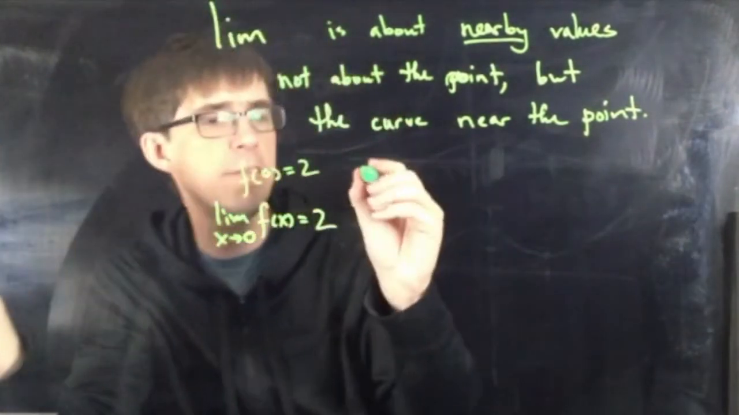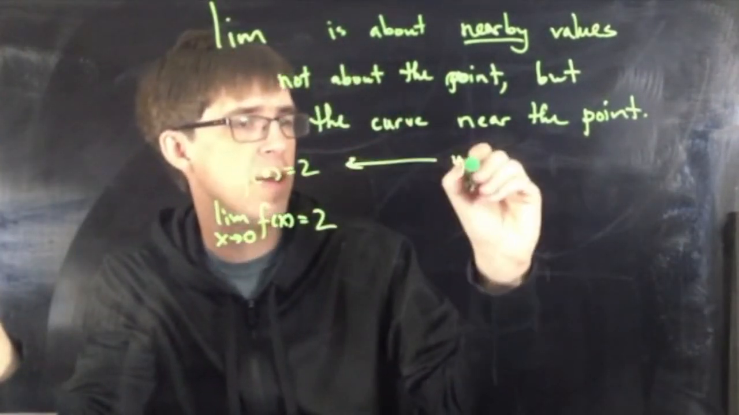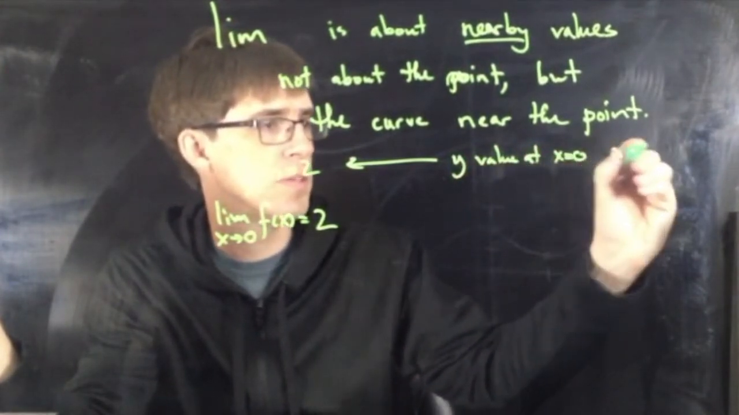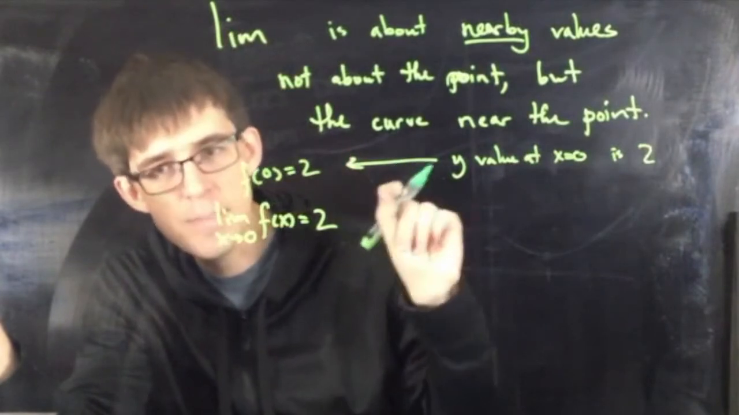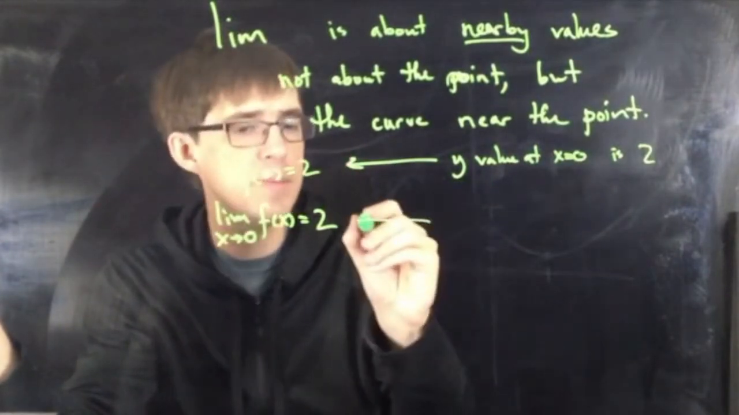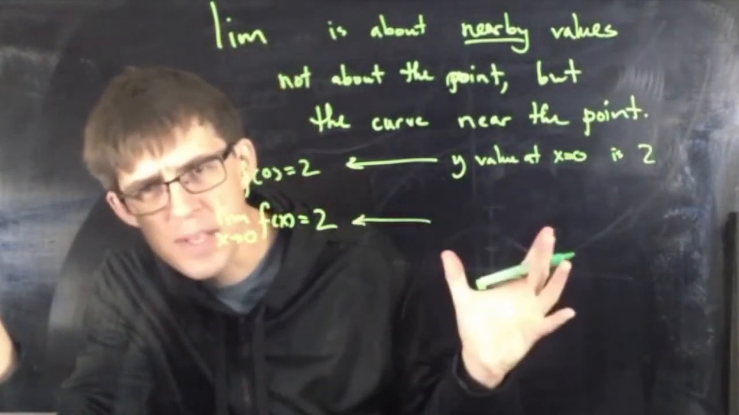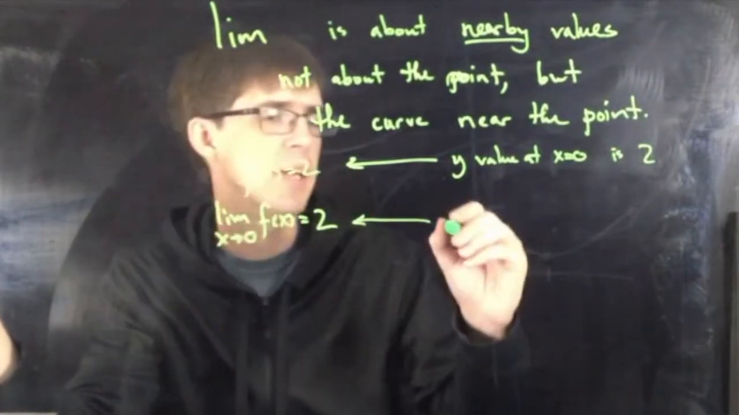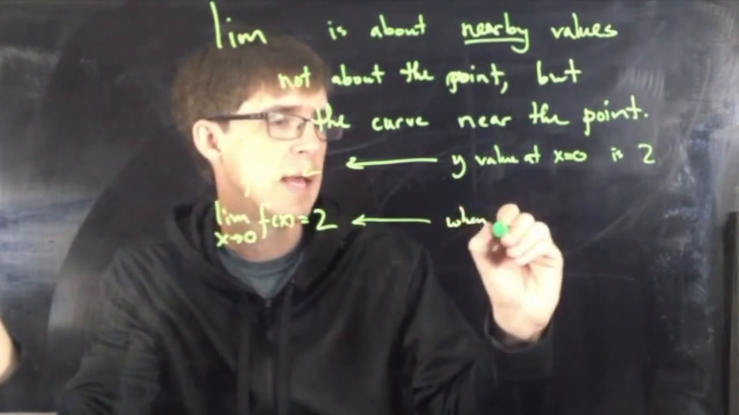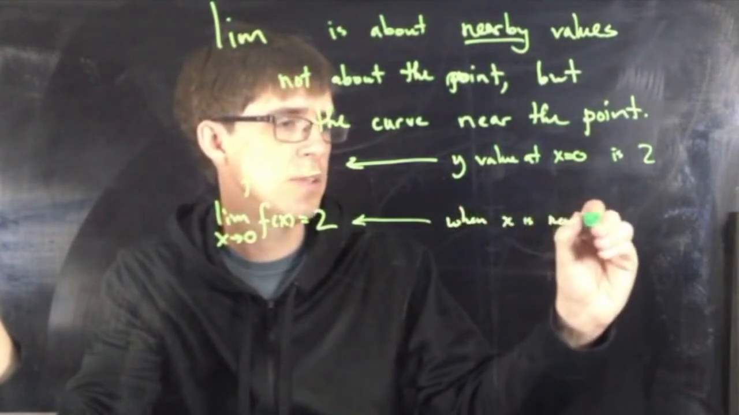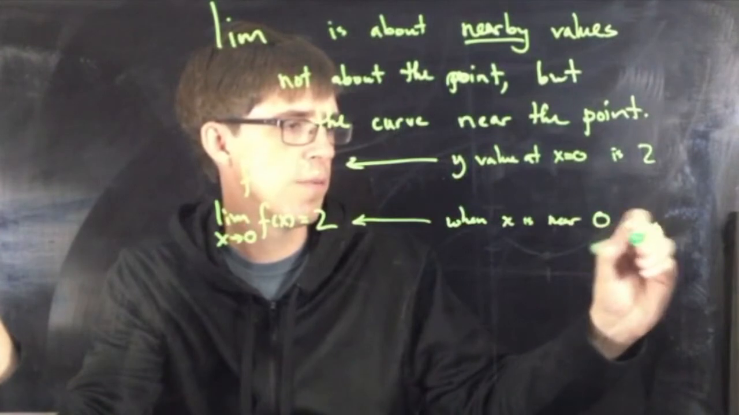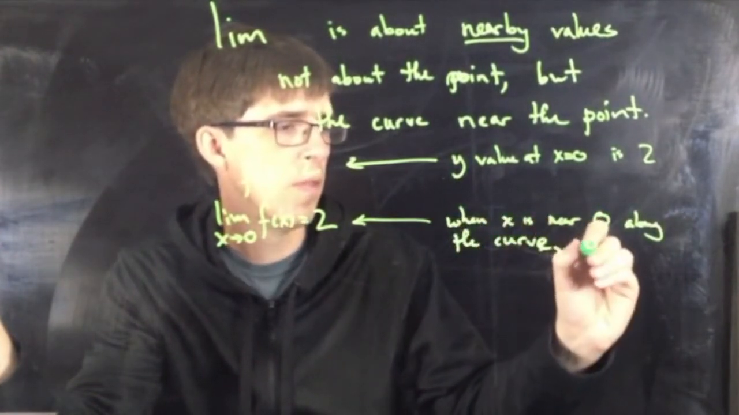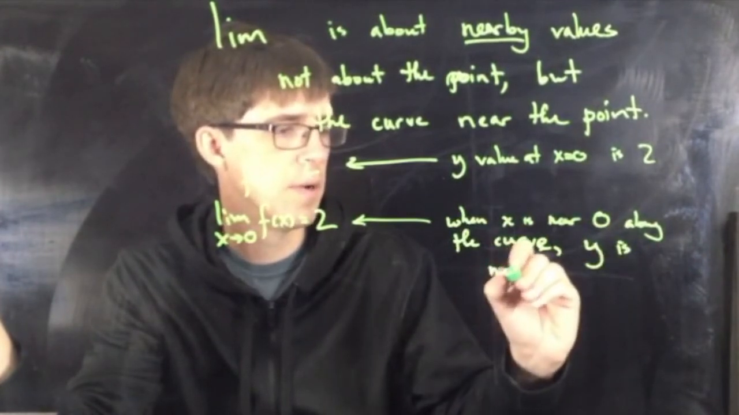When you say f of 0 equals 2, this means the y value at x equals 0 is 2, right? At that specific point, the y value is 2. What this means, and it seems like I'm saying the same thing, but these are not always the same. What this means is when x is near 0 along the curve, the y is near 2.